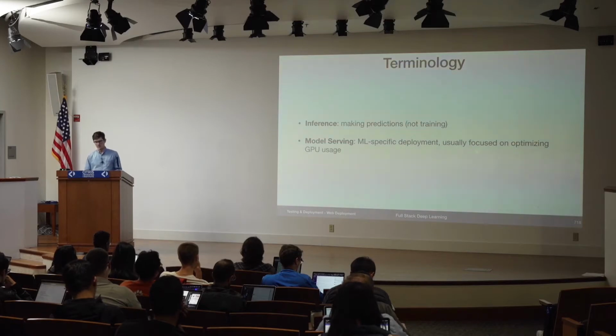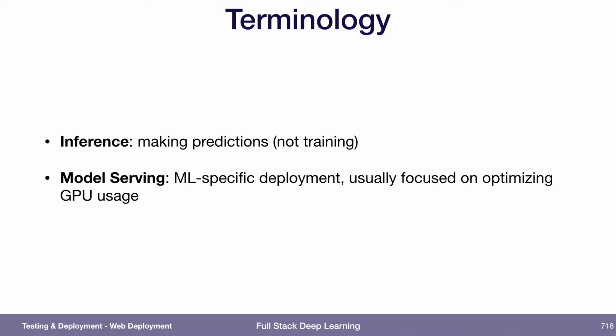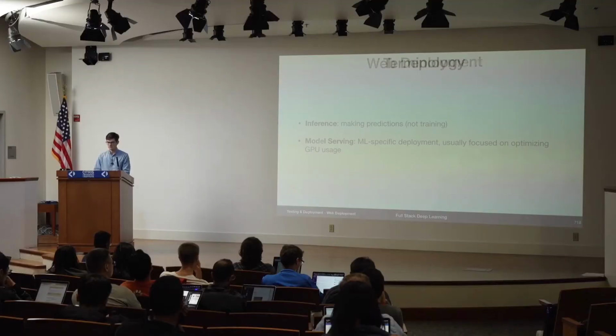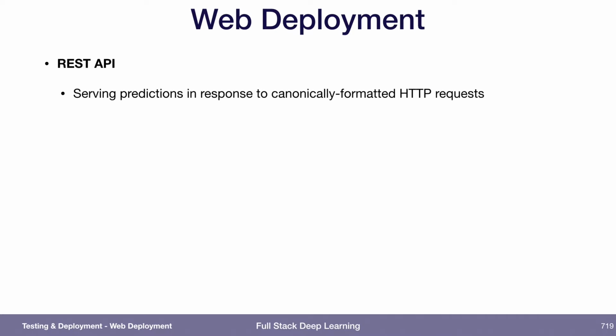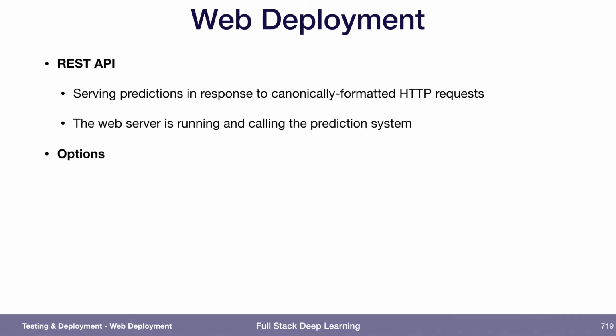So model serving is something that you hear, and that refers to like a machine learning specific deployment method. And it's usually focused on optimizing the use of the GPU in your model. So web deployment, I want to cover REST API. So that means serving predictions of your model in response to HTTP requests. I say canonically formatted because that's what REST means. There's just kind of a set of verbs like get, put, post, whatever. And you can serve predictions in response to those. The web server that's running, we call that the prediction system.